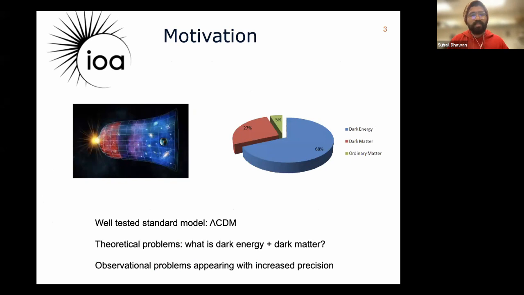So getting straight into it, and just a brief overview, we have a very well-tested standard model in cosmology. Lambda CDM works very well to explain observations both in the early and the late universe, but it has been known for decades that there are certain theoretical problems like the understanding of the physical mechanism driving both dark energy as well as cold dark matter. So in the search for a more fundamental theory with improved precision in both the statistical and systematic uncertainties, there have been certain recent observational problems that have crept up, and it is important to try and understand what is the origin of these problems.